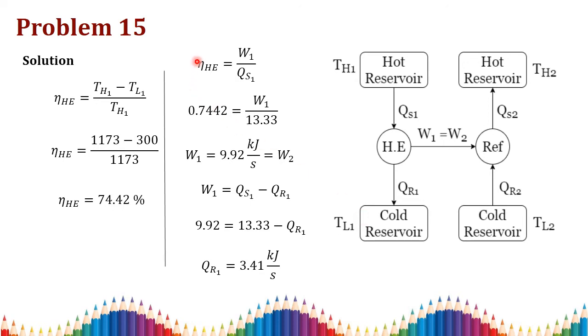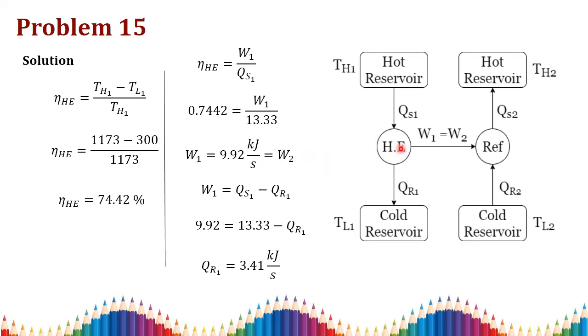So the efficiency of the heat engine, find out here, is 0.7442, which is equal to work done divided by heat supplied. Heat supplied is given in the problem in kilojoule per minute. You convert it into kilojoule per second as 13.33 kilojoule per second. Then you substitute in this formula, and you can get work done equal to 9.92 kilojoule per second.